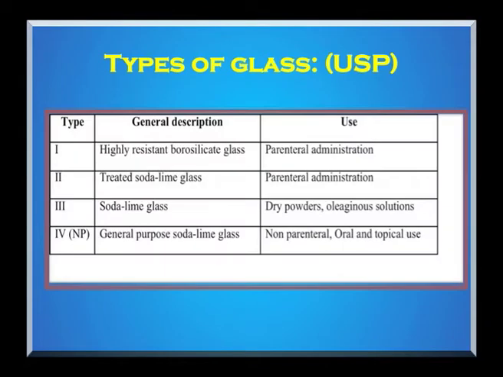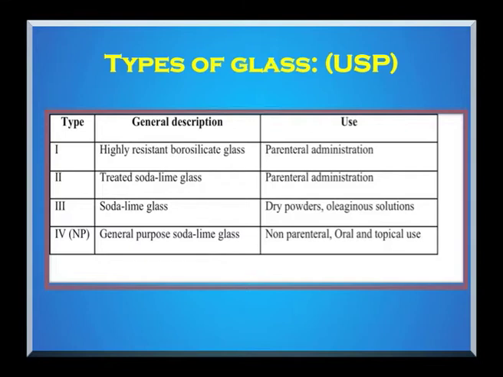Now what are the various types of glasses? As per the pharmacopoeia, glasses are of 4 types. First one is type 1, that is highly resistant borosilicate glass that is used for parenteral administration. Second one is treated soda lime glass that is also used for parenteral administration. Type 3, that is soda lime glass that is used for dry powders and oleaginous solutions.